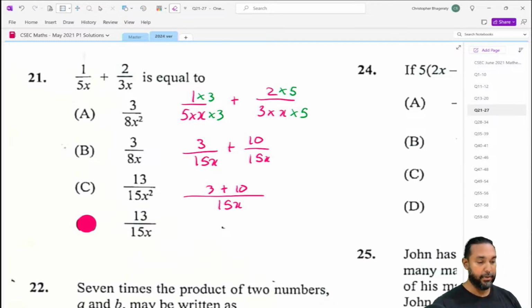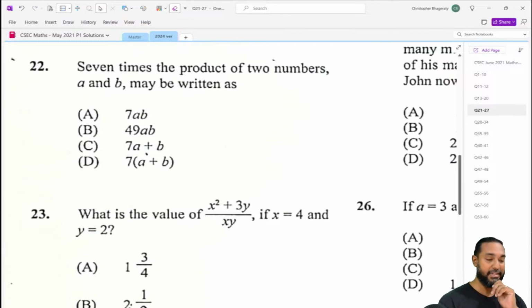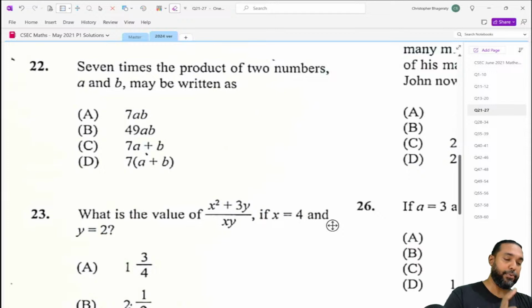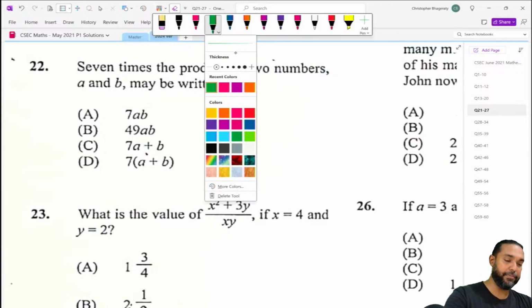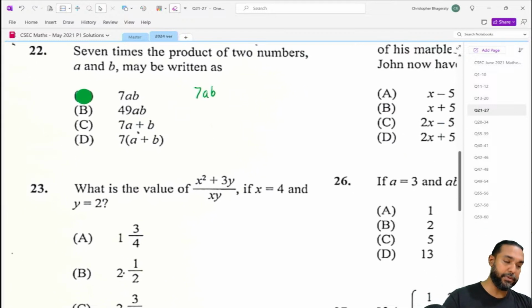Okay, right, going down. 7 times the product of two numbers a and b may be written as... sorry, let me see. Right. The product of two numbers a and b is simply a multiplied by b. And 7 times that is just 7 times that. Yeah, so there you go. King J. Good job, King J. Cool, that's 22. Moving on now, 23.